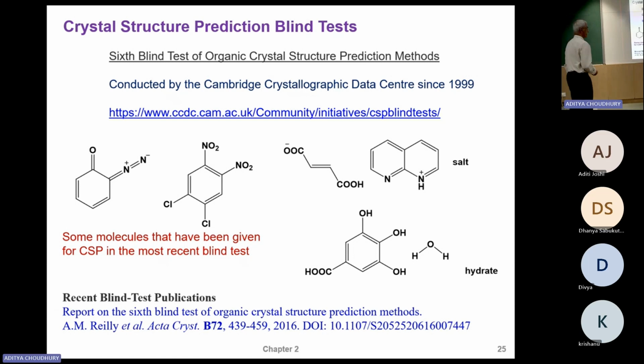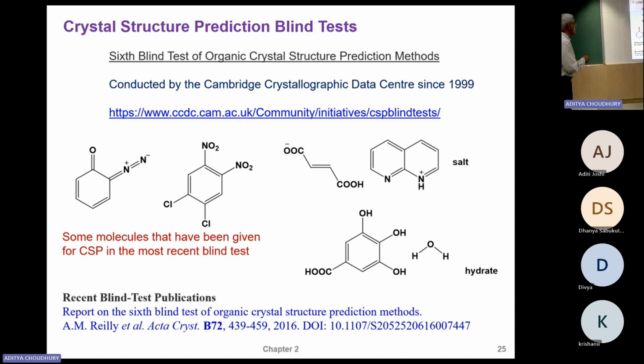There is a competition that started in 1999. It's called the Crystal Structure Prediction Blind Test. The Cambridge Crystallographic Data Centre sent out an email to all the crystallographers and computational people, saying, okay, determine the crystal structure of this particular compound. You are not supposed to crystallize it and then determine the crystal structure. You have to predict it. They have done it.